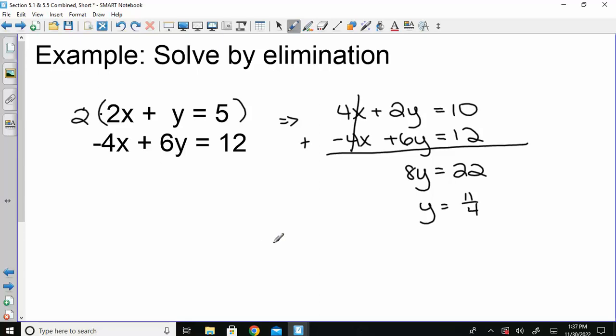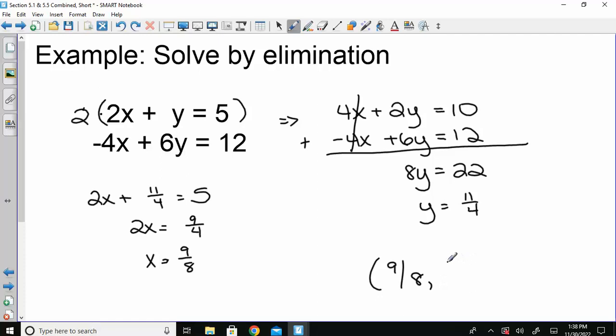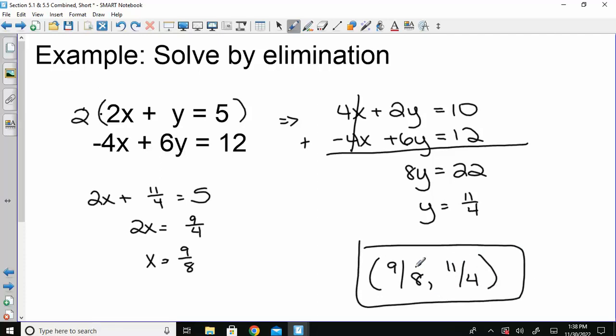Then how do we get x? Plug it in. Either equation, I'll just go with the first one. So 2x plus y, which is 11/4, equals 5. Subtract over the 11/4 and divide by 2, and you get 9/8 for your x. So the answer is positive 9/8, positive 11/4.